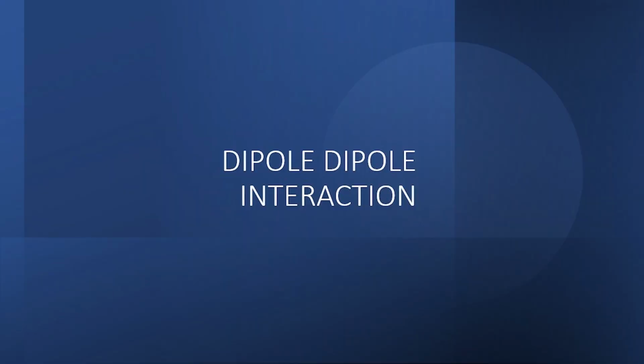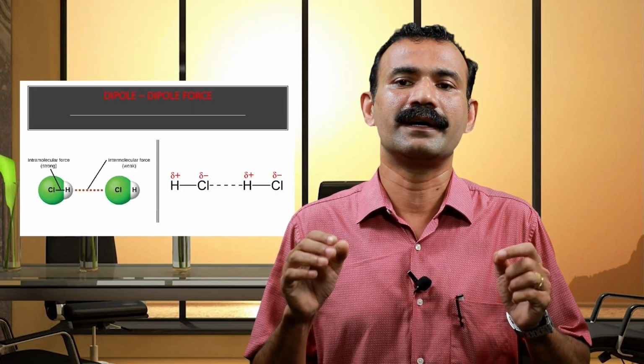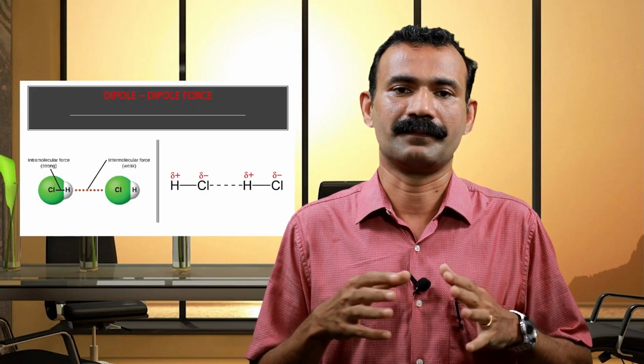How does this attraction take place? The partial negative end of the dipole is attracted by the partial positive end of the neighboring HCl molecule. This type of attraction between two permanent dipoles is called a dipole-dipole interaction. So, here HCl is a permanent dipole, so the attractive force between HCl molecules is called dipole-dipole interaction.